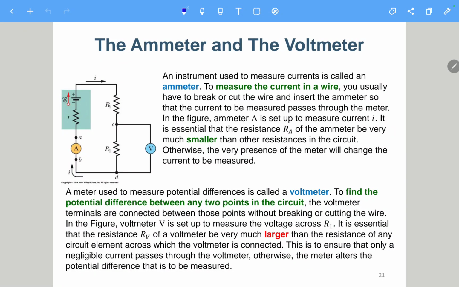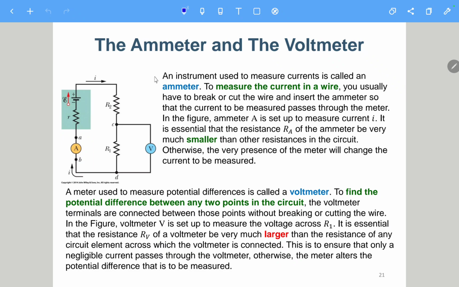Okay, so here we talk about the ammeter and voltmeter. I suppose you already know something about that. But anyway, here we slightly talk about the difference between ammeter and voltmeter. The ammeter is used for measuring the current, and the voltmeter is used for measuring voltage. And of course, there will be some characteristic differences between them.